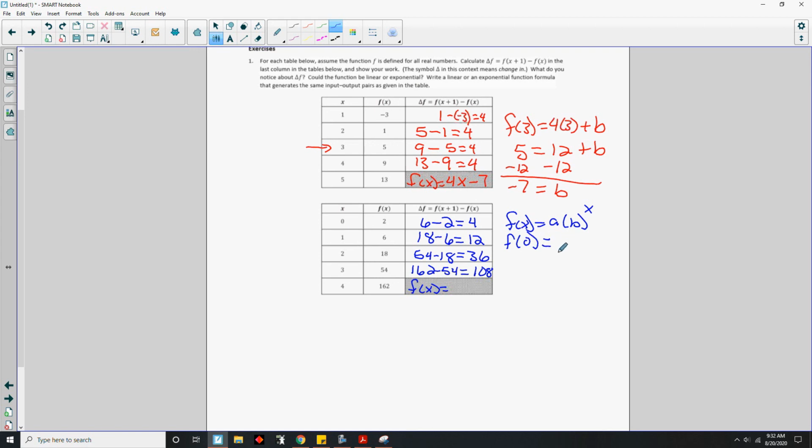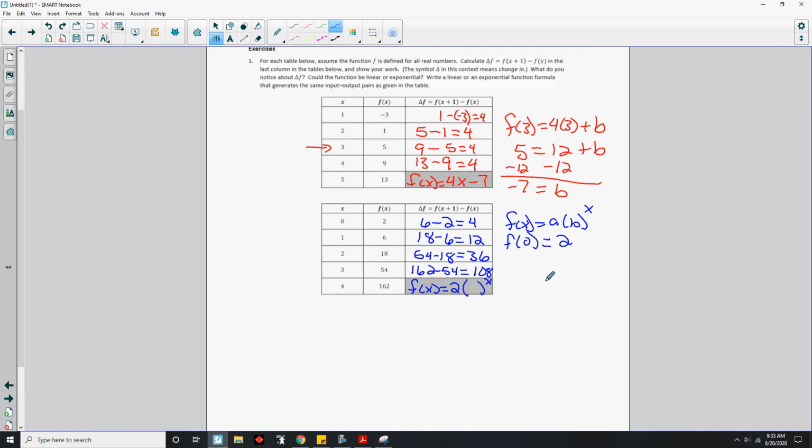So f of 0 equals 2. We already know that because it's 0, comma 2. So f of 0 equals 2. That's my a. So I'm going to put a 2 there. And now I just have to find out what my base is. And that's going to be to the power of x.